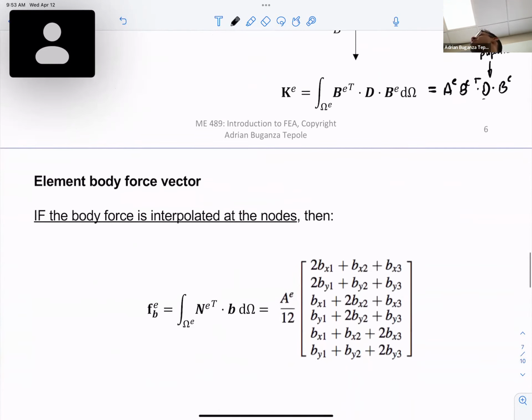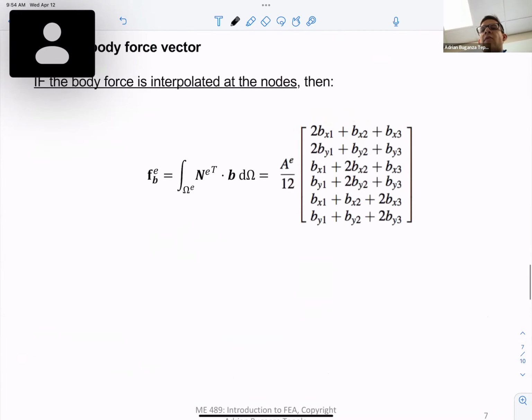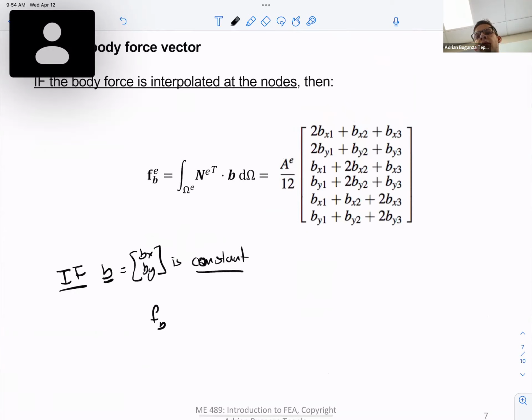All right, for the force vector, this is what the force vector looks like if you know the force at the nodes. Say B equals Bx, By, is constant. If B is constant, then the force vector is just A over 3 times Bx, By, Bx, By, Bx, By.